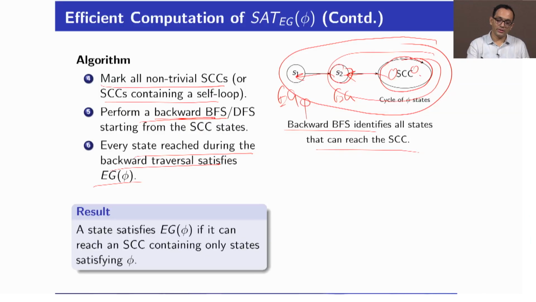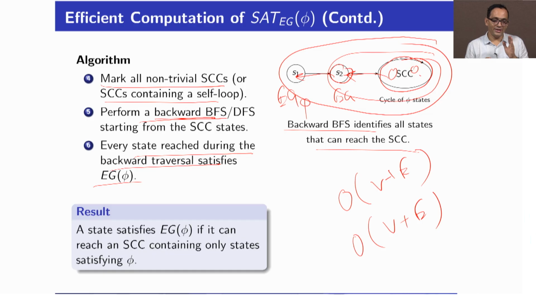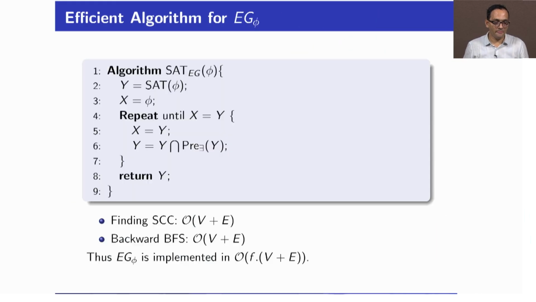And now, because I am doing backward BFS, the complexity will be order of V plus E. And if you remember, somebody who knows algorithms, finding strongly connected components can be done in V plus E, which is basically doing depth first search twice, right. So, if you are not aware of it, please go through the context and understand what is SCC and how to compute that, which can be done in V plus E. So, now I have developed an algorithm where SCC can be identified in V plus E, and this backward BFS can be computed in V plus E. So, overall complexity of this EG phi is V plus E, right.